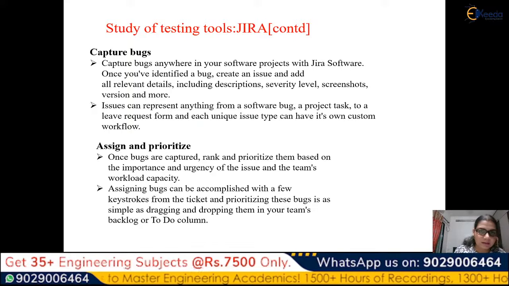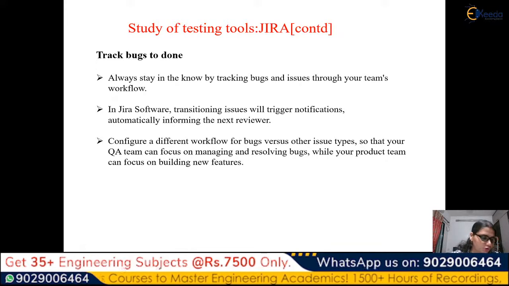Now the bugs can be from a small issue to a big issue, depending on the code you have written. When I'm talking about bugs, you can see them and solve them orally, but we cannot do that. We have to follow those issues and make it a custom flow. And it is as simple as dragging and dropping them in your team backlog or column. Then next you have track bugs to be done.